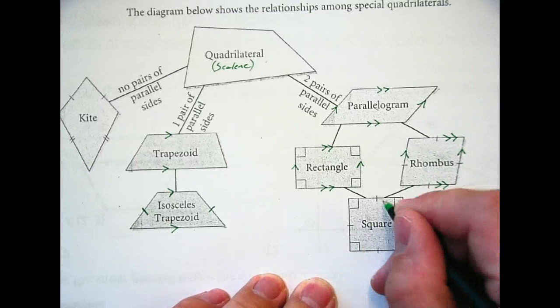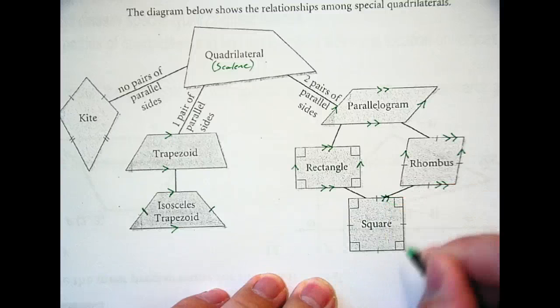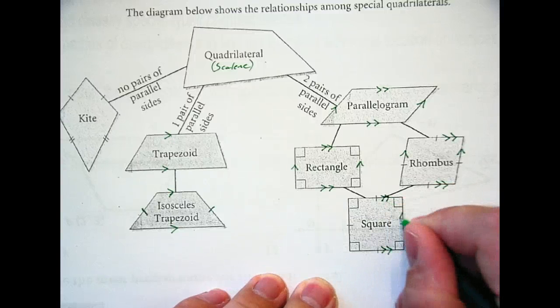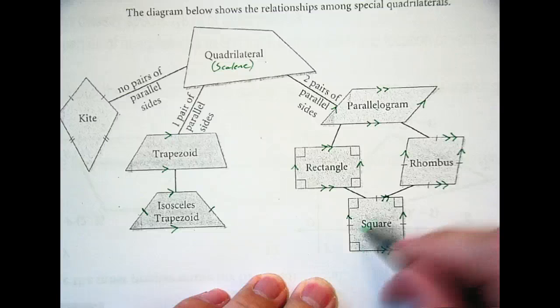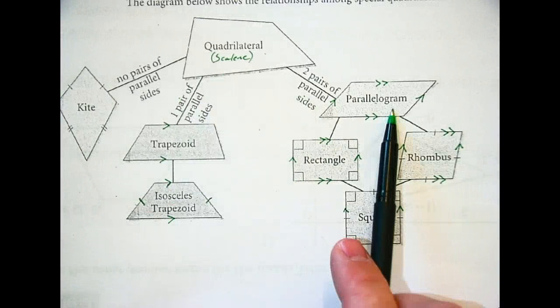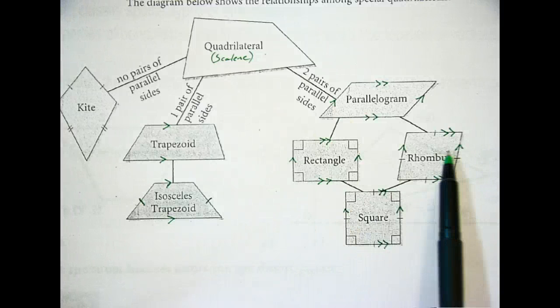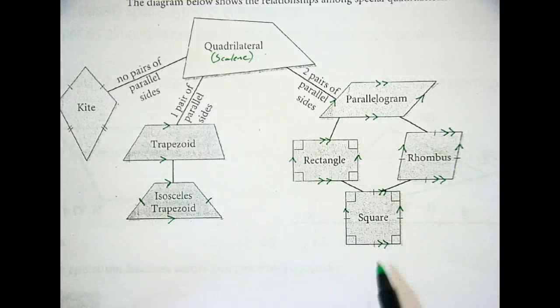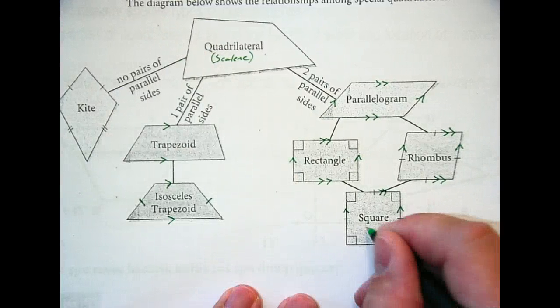Okay, that's parallel to that. That is parallel to that. Okay, this is a square. It falls under all of this, so it can be considered a quadrilateral. It could be considered a parallelogram, a rectangle, a rhombus. That's what a square is. It has all those names. Okay, the most specific name is square.